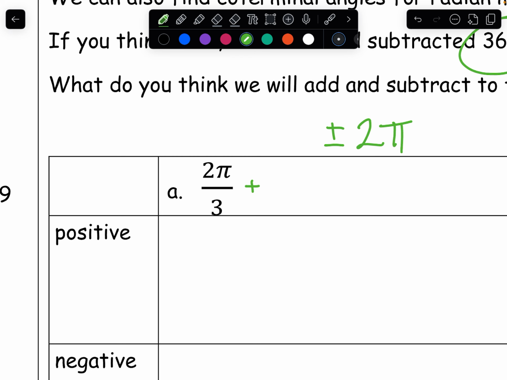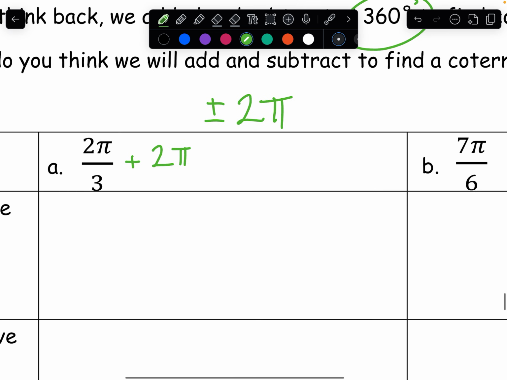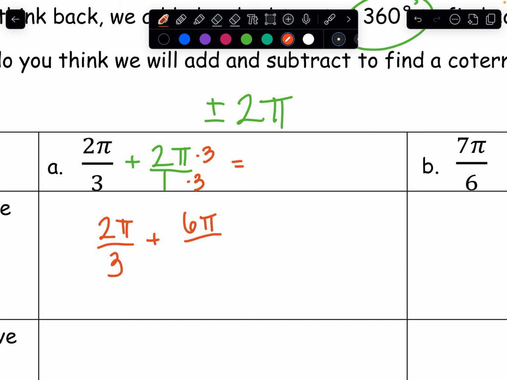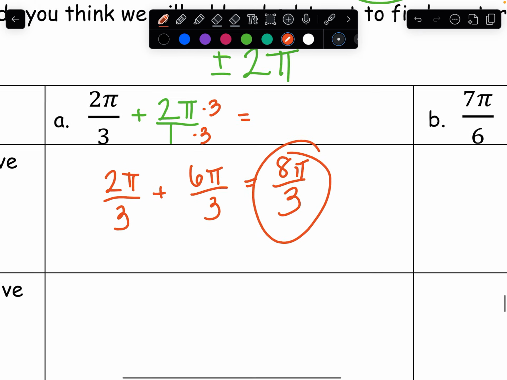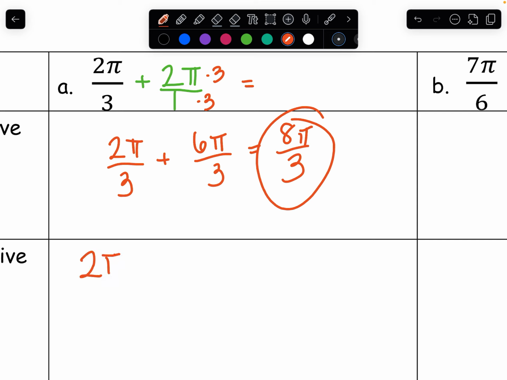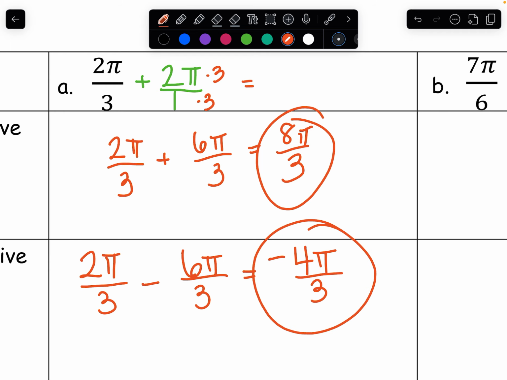Well, we're dealing with fractions. So the problem with that is to add fractions, we have to have the same denominator. So we're going to multiply 2 pi by what ends up being just always your denominator. And so we get 2 pi over 3 plus 6 pi over 3 equals 8 pi over 3. It's that easy. Now what's nice is that to get our negative angle, we're going to bring everything down. The only difference is now we're going to subtract, and so 2 minus 6 is negative 4 pi over 3.